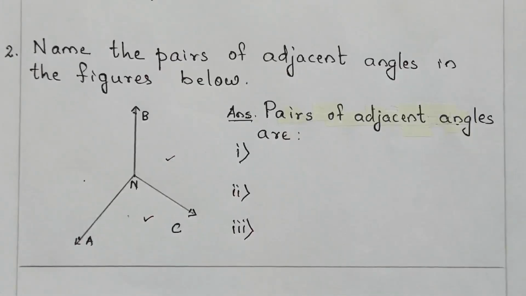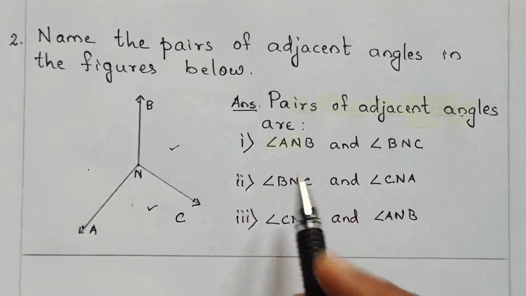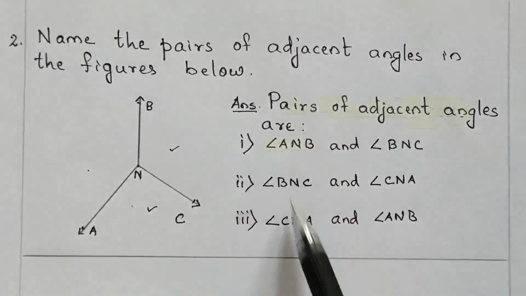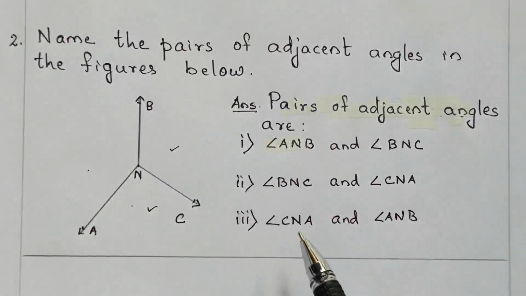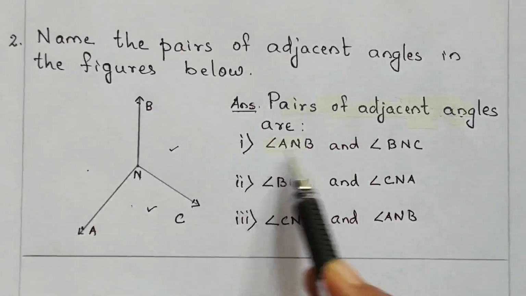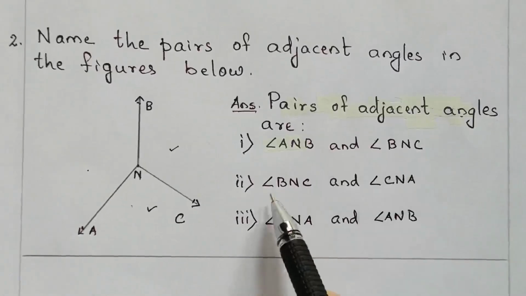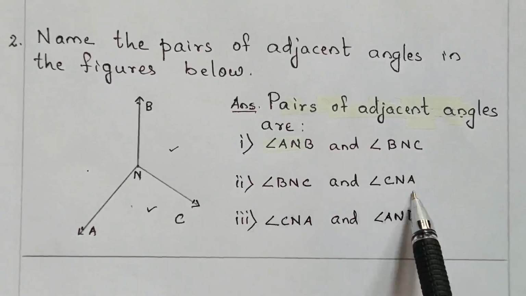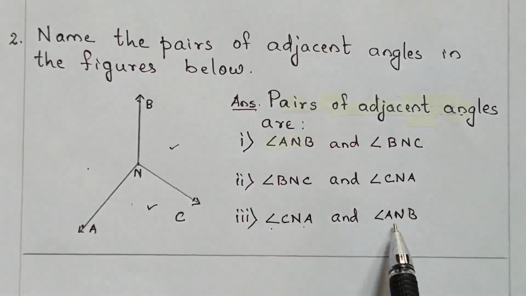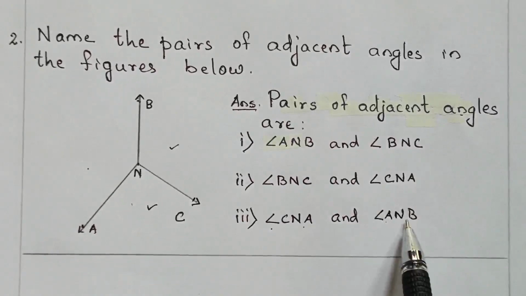Let's write the names. So this will be your answer. These are the three pairs of angles which are adjacent angles. Angle ANB and angle BNC, angle BNC and angle CNA, angle CNA and angle ANB.